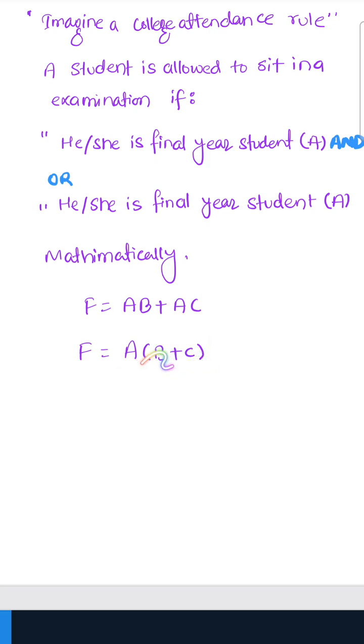if he is a final year student and must have either paid all the fees or obtained special permission. Okay, the gates have reduced to only two. There is only one AND gate and one OR gate. This is called simplification of Boolean expressions. The expressions simply become more efficient. This is the essence of Boolean simplification.